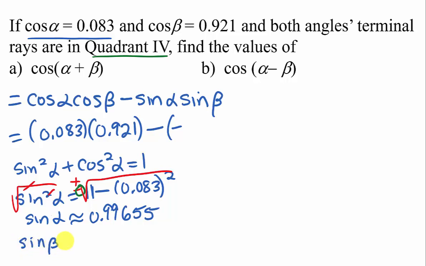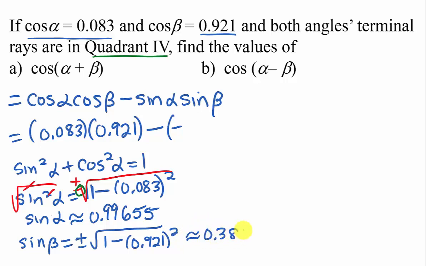Now I'm going to do the same thing for sine beta. So sine beta is going to be plus or minus the square root of 1 minus, but I need beta in here, cosine beta, so that's going to be 0.921 squared. And then I can put that in the calculator, and it looks like that's going to be 0.38956, except again I want the negative because I'm in quadrant 4.